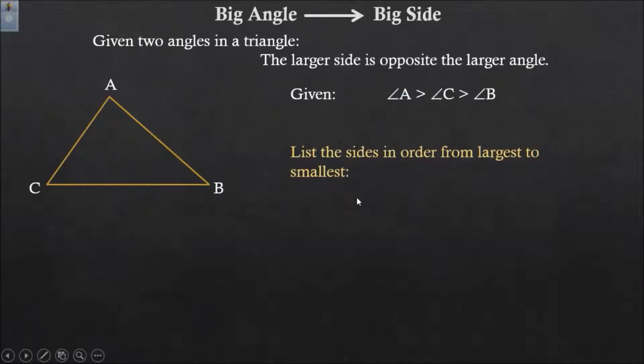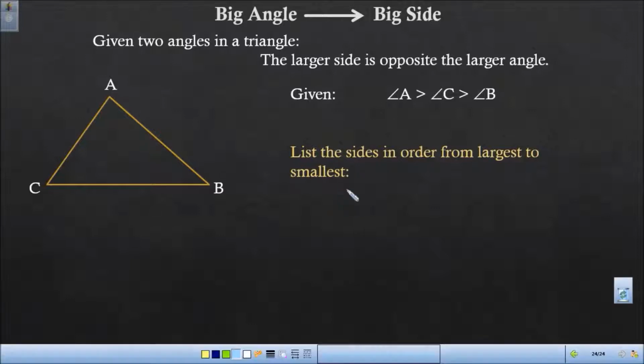All right, now big angle, big side. So we have two angles of a triangle, and the larger side is opposite the larger angle. So let's have a look here. This time we have angle A as the big value, angle C as the middle value, and angle B as the small value. The sides in order from largest to smallest will be CB, which is opposite angle A. And then AB, which is opposite angle C. And then AC, which is opposite angle B.